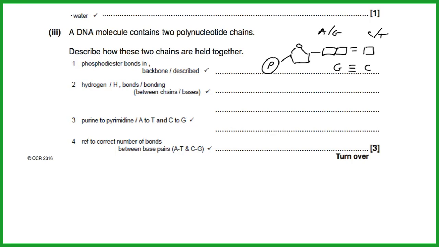So the answers they were looking for you to put here were that there are phosphodiester bonds in the backbone between the phosphate and the deoxyribose sugar, that there are hydrogen bonds between the bases or between the chains, that a purine bonds to a pyrimidine, an adenine to a thymine, a guanine to a cytosine, and that 2 hydrogen bonds form between an adenine and a thymine, and 3 hydrogen bonds form between a guanine and a cytosine.